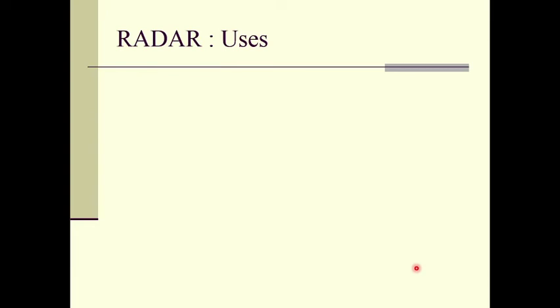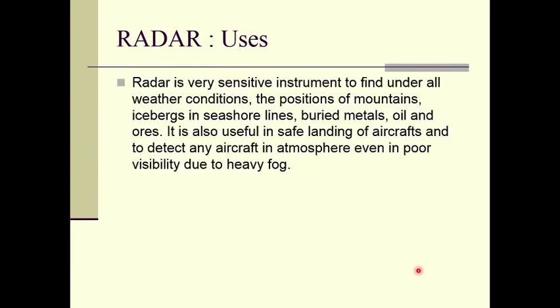So let us study the different uses of this radar. Radar is a very sensitive instrument to find, under all weather conditions, the positions of mountains, icebergs, seashore lines, buried metals, oil and ores. It is also useful in safe landing of aircraft and to detect any aircraft in the atmosphere even in poor visibility due to heavy fog.